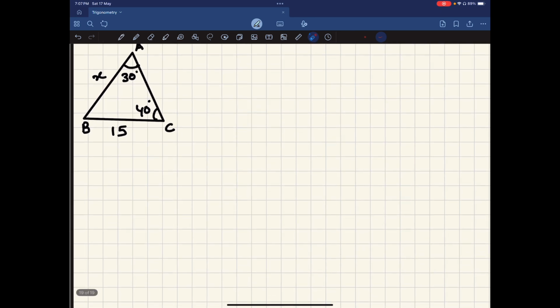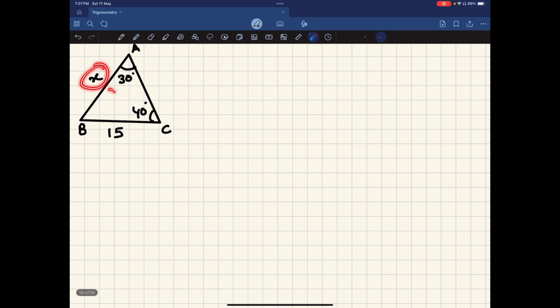First, let's see. You need to find the value of X. What is the partner angle for X? It is 40 degrees, right? So 40 is partner with X. And what about 30? The length opposite to 30 degrees is 15, right? So 30 is partners with length 15 centimeters, okay?